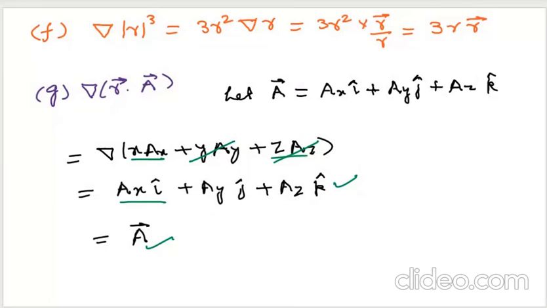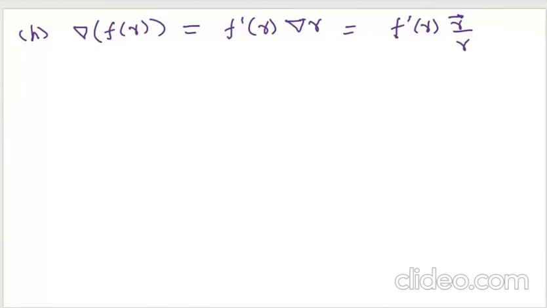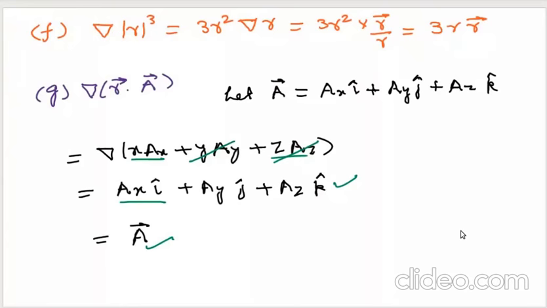The last part, sir, of this first question. Sir, in question F, the previous one, we have to prove that grad of r cubed equals 3r r cap, not r vector. So that may be a mistake? Okay, that is a mistake. Actually, this is 3r r vector. So that is okay, a typo. Yes, sir.